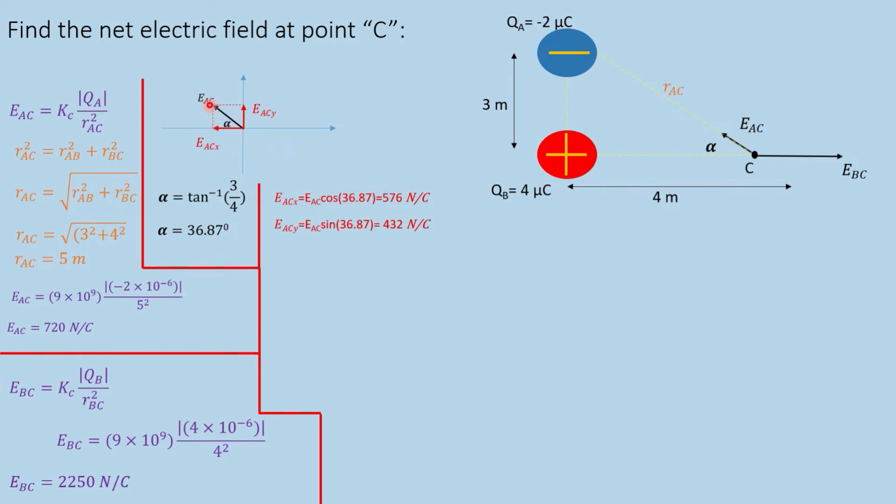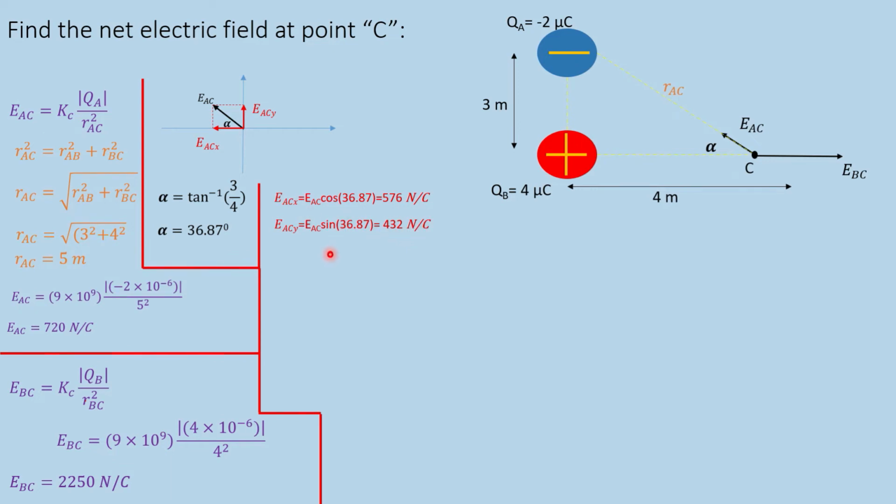And this is the opposite side, the vertical dashed line, which is equal in length to EACY. So it replaces EACY. The opposite relates to the sine function. So EACY is equal to EAC sine alpha.